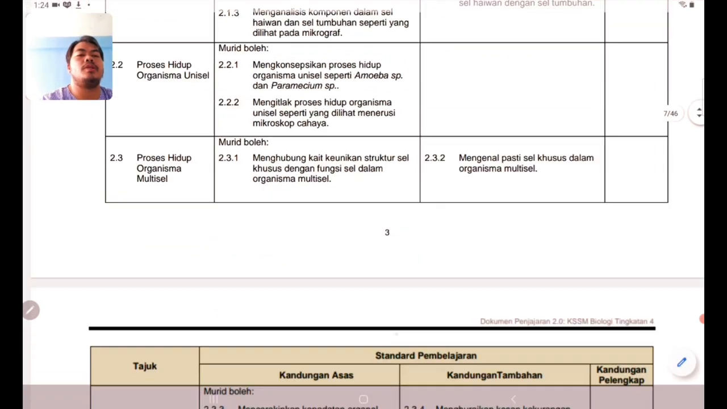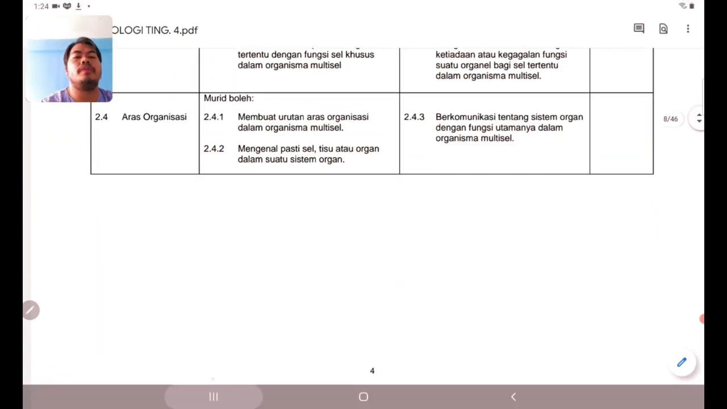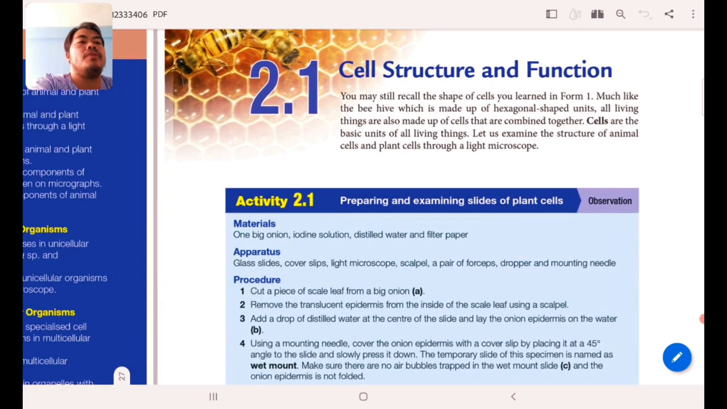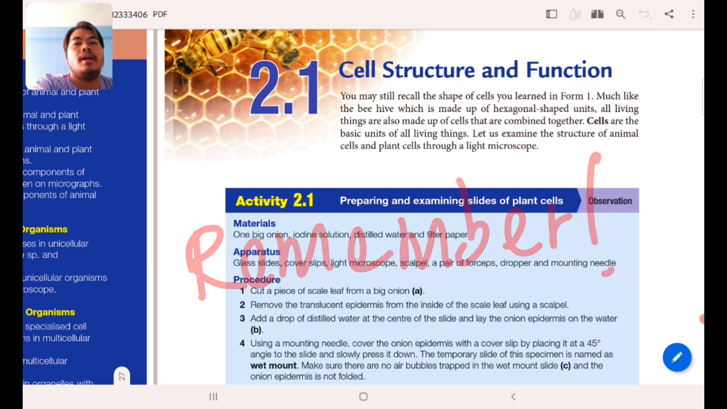So, let's go back to our digital textbook. So, 2.1. You may still recall the shape of cells you learned in Form 1. Much like the beehive, which is made up of hexagonal shaped units. All living things are also made up of cells that are combined together. Alright? Cells are the basic units of living things. That is the first definition that you need to know to learn about the cells.